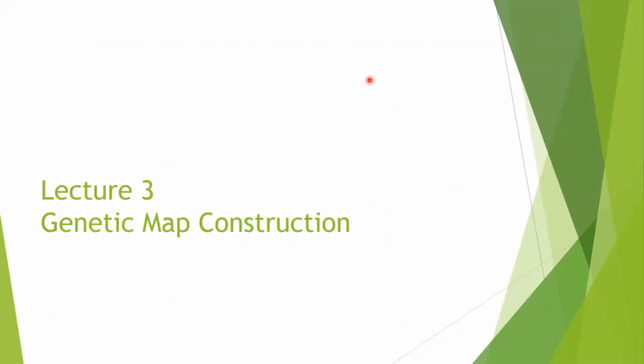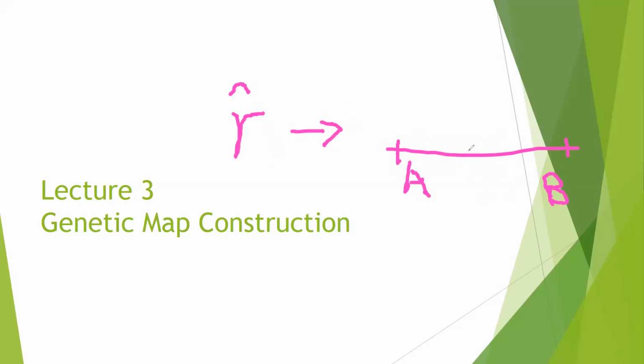So this chapter, let me talk about this a little bit. In chapters 1 and 2, we are interested in estimating this, right? Basically, we want to calculate the genetic distance between two loci, two linked loci, by using either the backcross design or the F2 design.